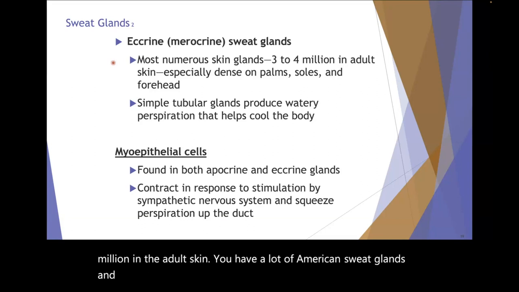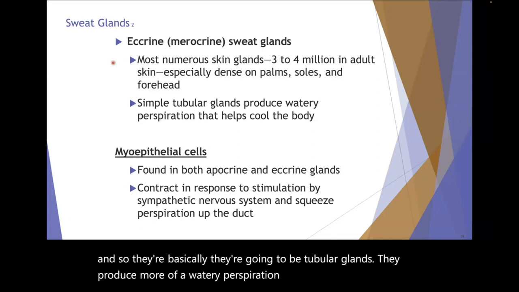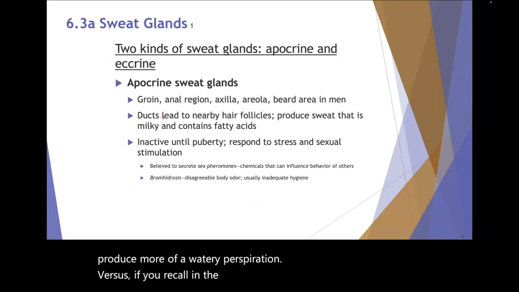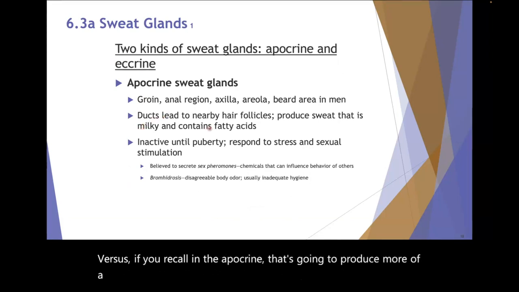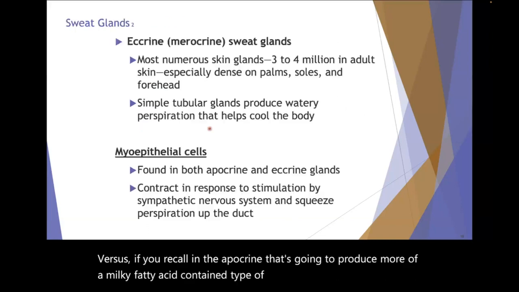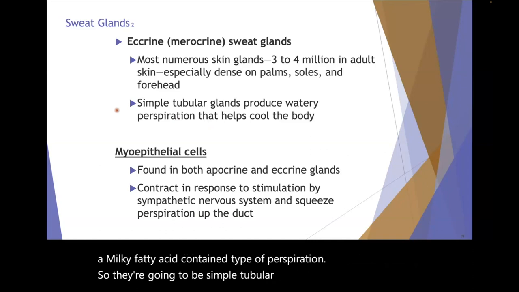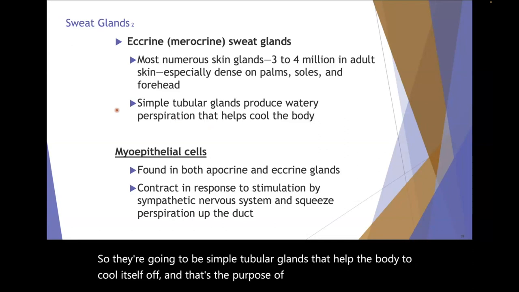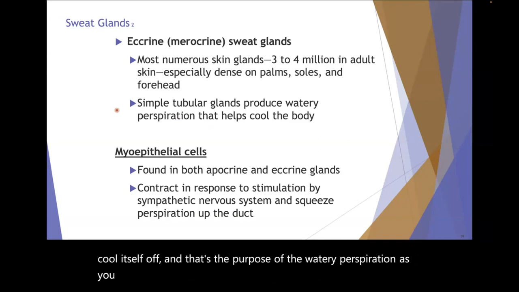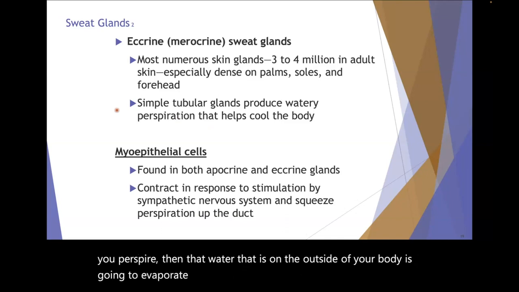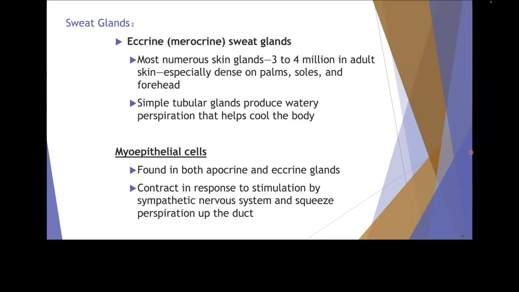They're simple tubular glands. They produce more of a watery perspiration versus, if you recall, the apocrine glands, which produce more of a milky, fatty-acid-containing type of perspiration. These glands help the body cool itself off, and that's the purpose of the watery perspiration. As you perspire, the water on the outside of your body evaporates, and when it evaporates, it pulls heat energy off of your body, thereby cooling it.